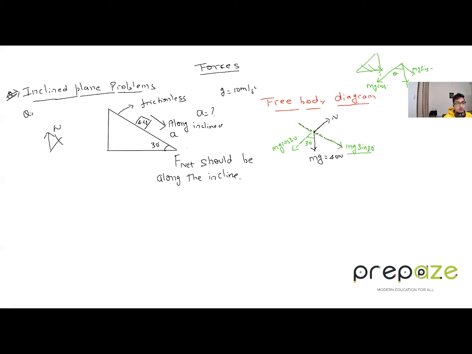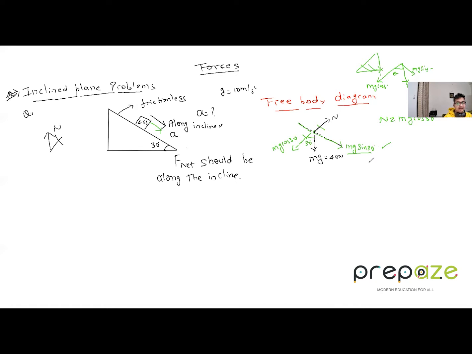That means what? The force which is taking the block along the surface is mg sin 30 degree. The normal reaction force is balanced with mg cos 30 degree. Why are we balancing it? Because the block is not moving vertically, it is only going in this direction. That is why N equals mg cos 30 degree over here.